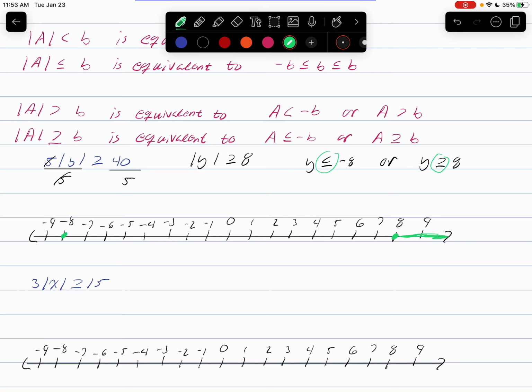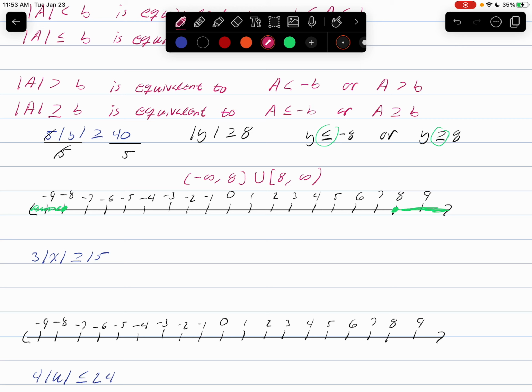All right. You could also write this in interval notation as negative infinity to negative 8, and we're going to do a closed bracket here because we're including the point negative 8, and we're going to union this with the interval from 8 to infinity, where again we have a closed bracket here because we are including the point 8. And then as explained in the previous videos before this one, we always use a parentheses around the infinities.